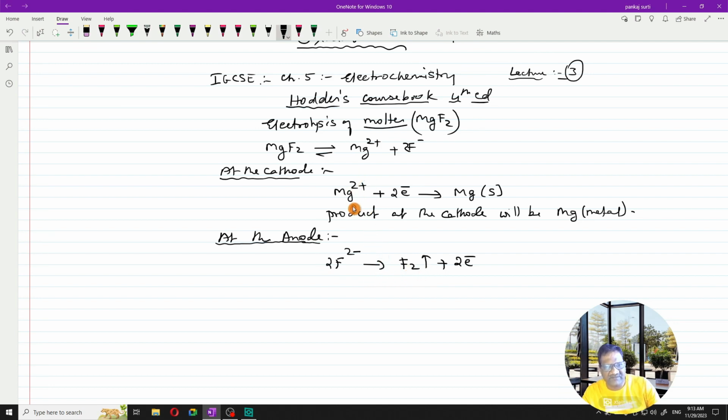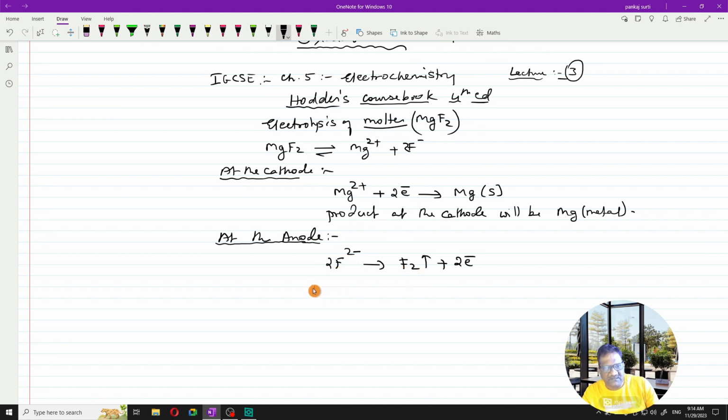Now let me write here, this is in molten state. So I'm not writing aqueous and all that. It is in molten state, so you don't have to write aqueous or anything else. So these are in molten state, so this fluoride ion will be getting converted into fluorine gas.